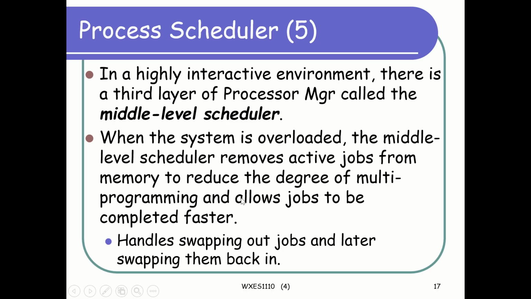So when your job is executing and suddenly there is some interruption or it's overloaded, the job will be removed from the main memory and put somewhere else. And then after those other jobs are done, you put it back and swap it back into the memory.